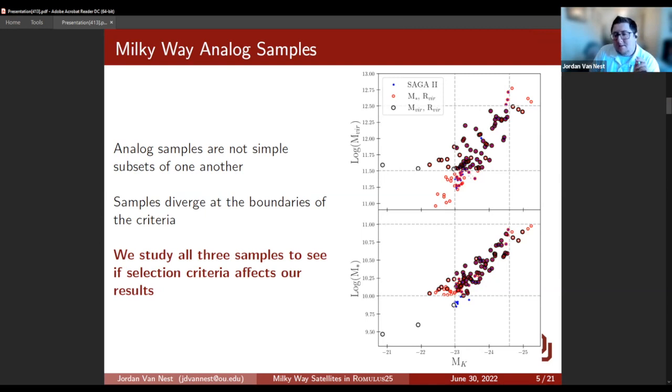But as the definitions approach the criteria for each property, which are the gray dotted lines, the samples start to diverge. So in red, for example, here, we have galaxies that have sufficient stellar mass to meet the stellar mass cut, but insufficient virial mass to meet the virial mass cut, and vice versa. And so to make sure selecting on one property versus another wouldn't affect our results, we performed our analysis on all the definitions and looked at the properties of everything.